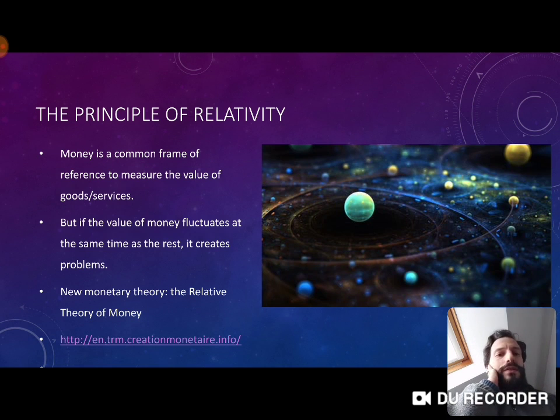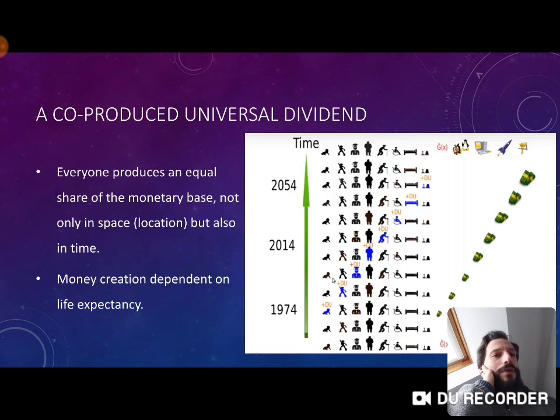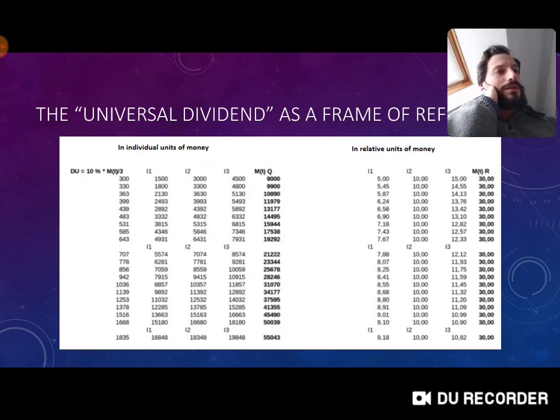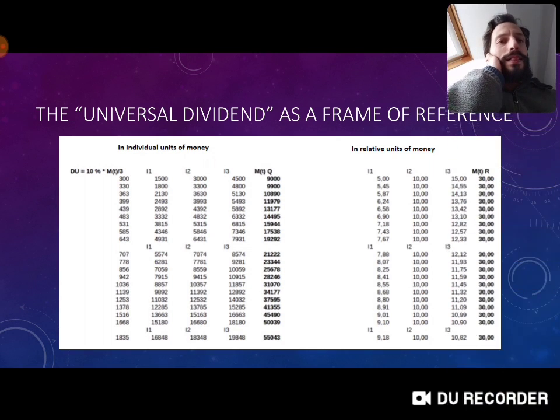So, in the relative theory of money, that problem has been solved with what you call a universal dividend as a frame of reference. So basically how that works is the following. Let's say every month, or you can actually say these are years, you receive 300 units of money per year. And you have 3 people.